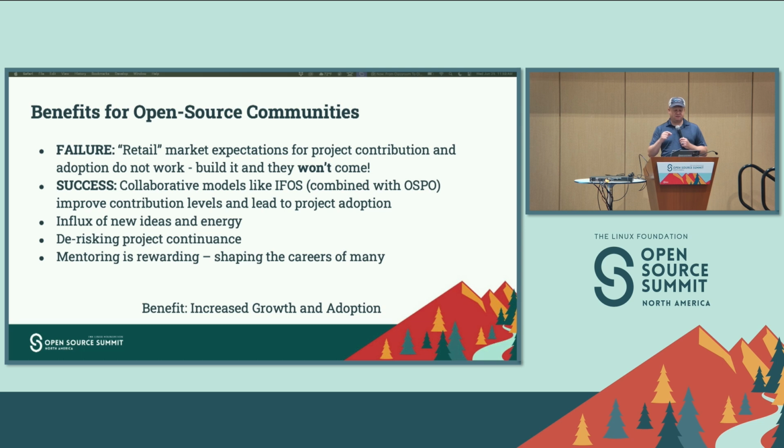The success, though, I found, is collaborative models like the ones that we've created in IFOS, in IBM Research, and Kubesteller, and working in conjunction with OSPOs or other collaborative platforms like LFX, ESOC, and GSOC, were really keys to our success. That's how we increase our contributor levels and hopefully get to a point of more user adoption. It gives us a constant influx of new ideas and energy. We de-risk the project continuance ladder.